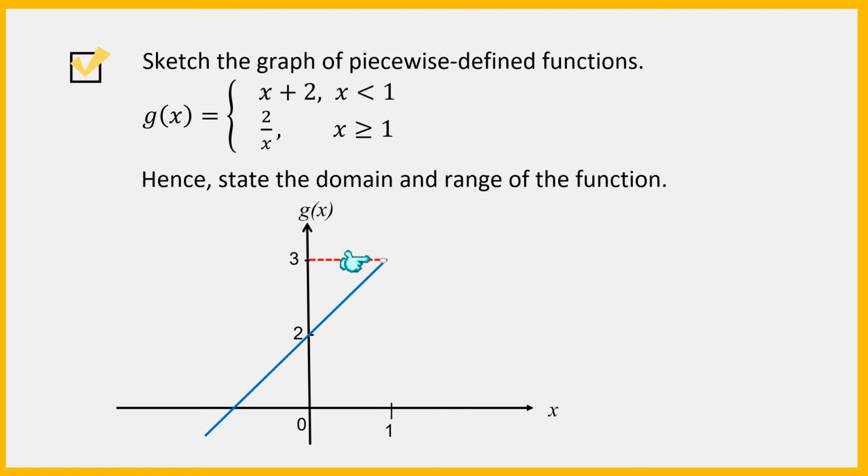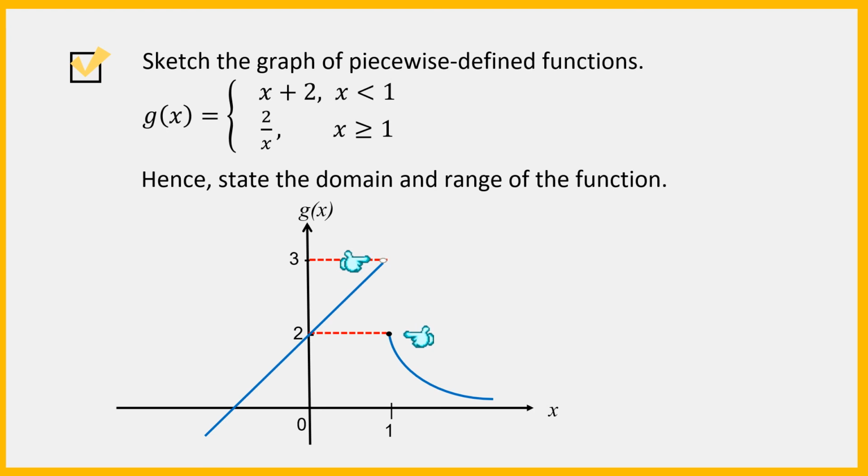Observe that when x equals 1, g of 1 is 3, and the point (1, 3) is not included. For the values of x greater than or equal to 1, the graph of 2 over x is drawn, and observe that at x equals 1, g of 1 equals 2, and the point (1, 2) is included.